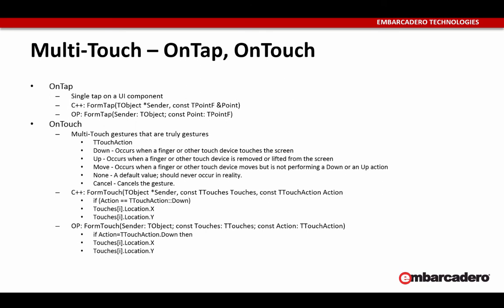The TTouchAction tells you what kind of action happened when the touch occurred: touch down, you lift your finger off, you're moving your finger, then there's none, or you've canceled a gesture. Here's what the code might look like in C++ and Object Pascal. You'll get an array of touches. You get the XY location for each of the touch points that happen. And then you'll have the touch action.